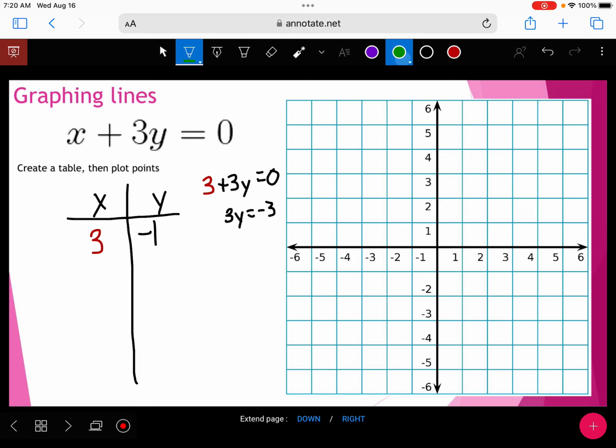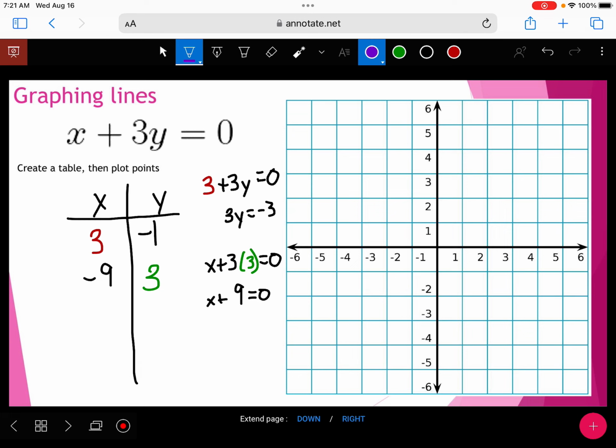What happens if y is 3? So let's plug that in. X plus 3 times, whoa, this one's going to be big, 3. That one's not even going to fit on my graph, but that's okay, we can see it. If x plus 3 times 3 is 9 equals 0, what does x equal? X plus 9 is 0. Negative 9. Well, that one's not on my graph. That doesn't help. So let's make y smaller.